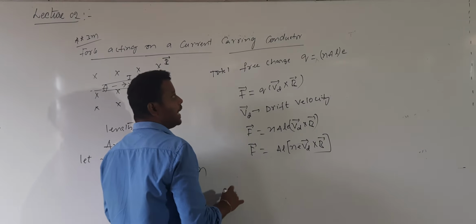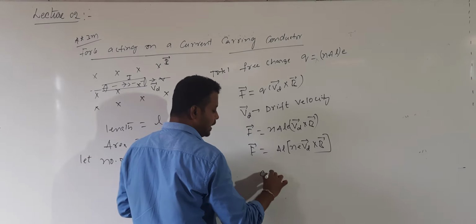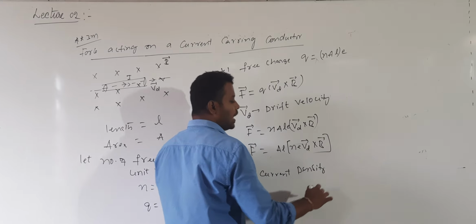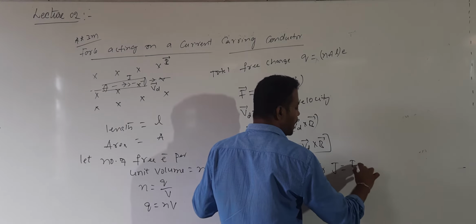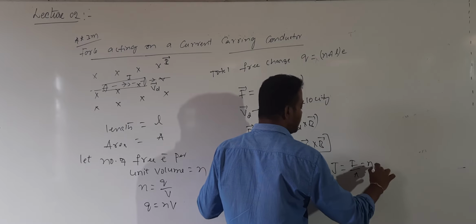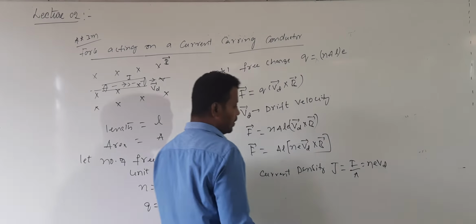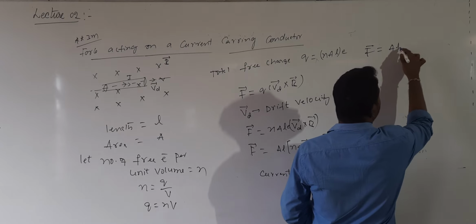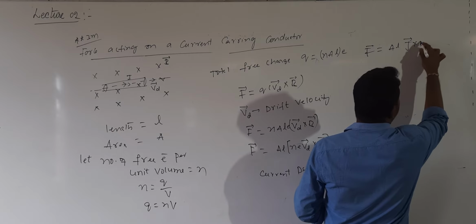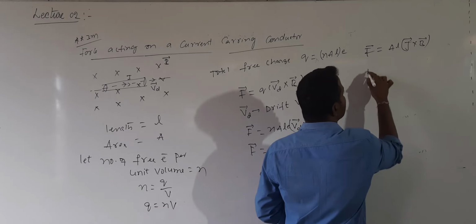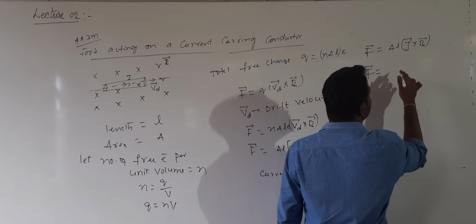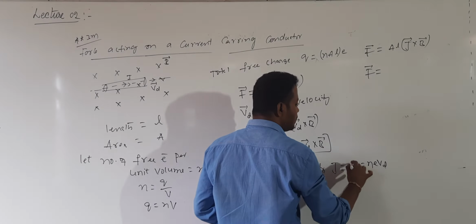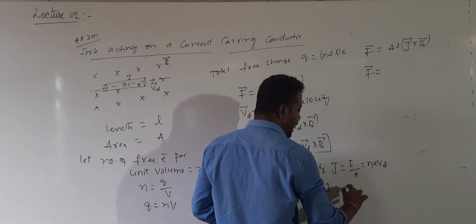Okay? But N into E into VD bar is the current density. What is current density? Current density is a vector quantity. So current density J bar is equal to current per unit area, which is equal to N into E into VD. Correct? Then F bar can be written as A into L into J bar cross B bar in vector notation, which can also be written with current density J as I by A. So I is equal to J into A.